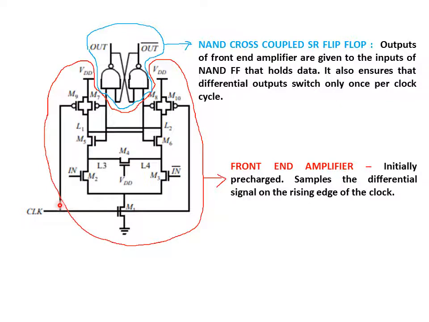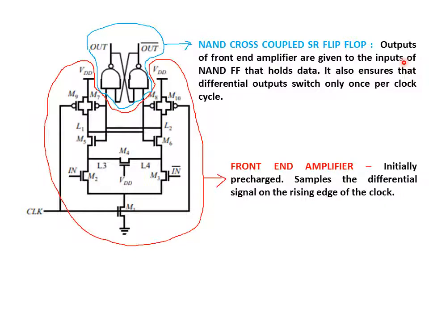When the clock goes high, depending upon the value of the differential inputs in and in bar, you will get the values of L1 and L2, which are then passed down to this SR flip flop, and it produces an output as out. So you can see that initially the front end amplifier is pre-charged, and then when the clock is high, it samples the differential signal on the rising edge of the clock.